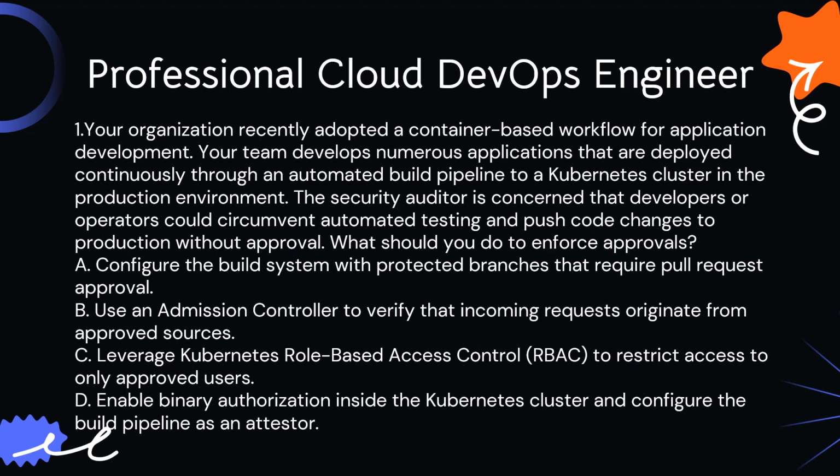A. Configure the build system with protected branches that require pull request approval. B. Use an admission controller to verify that incoming requests originate from approved sources. C. Leverage Kubernetes Role-Based Access Control (RBAC) to restrict access to only approved users. D. Enable binary authorization inside the Kubernetes cluster and configure the build pipeline as an attester.